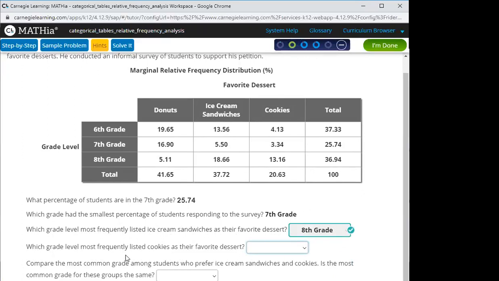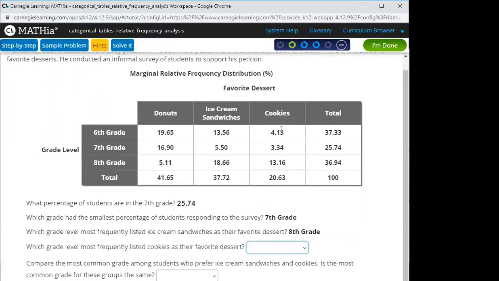Which grade level most frequently listed cookies as their favorite dessert? So cookies as their favorite dessert, 8th graders right there, by far.